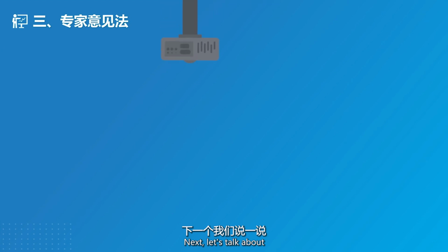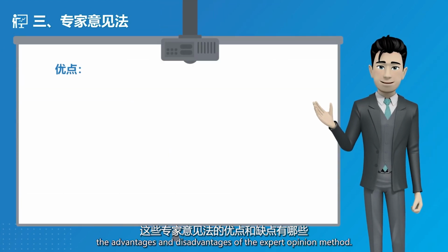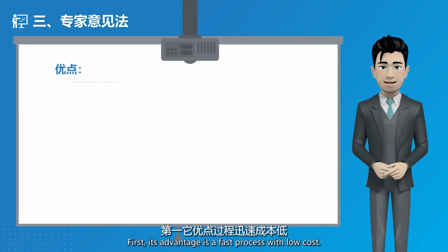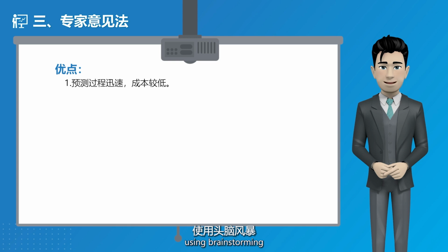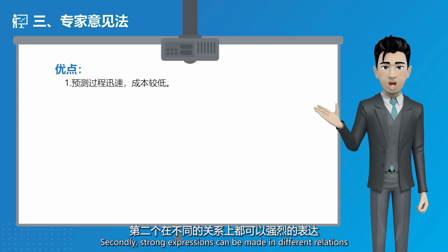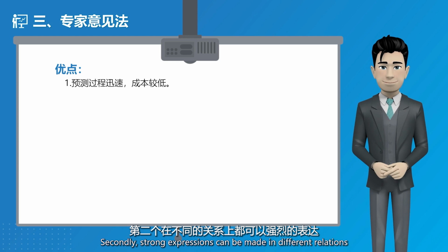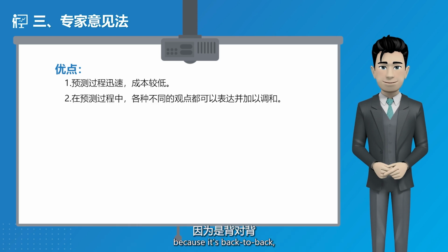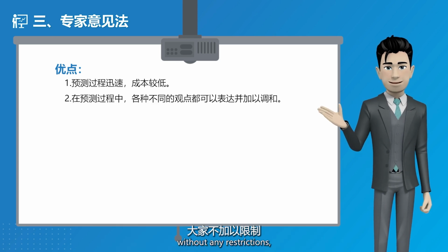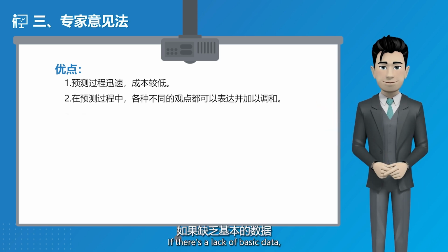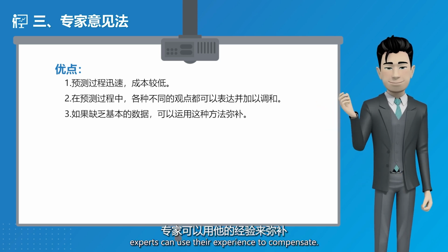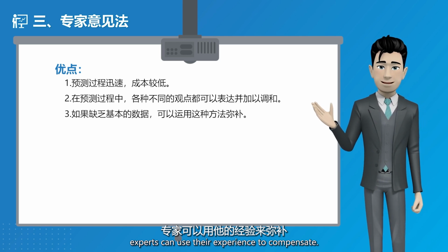Next, let's talk about the advantages and disadvantages of the expert opinion method. First, its advantage is a fast process with low cost. A few experts sit together, back to back, using brainstorming to quickly gather opinions. Secondly, strong expressions can be made in different relations because it's back to back, without any restrictions. No one restricts anyone. If there's a lack of basic data, experts can use their experience to compensate.